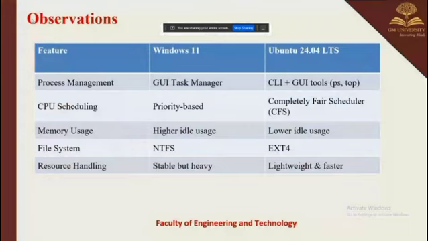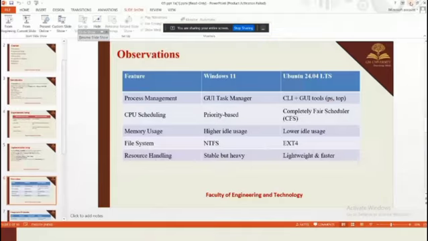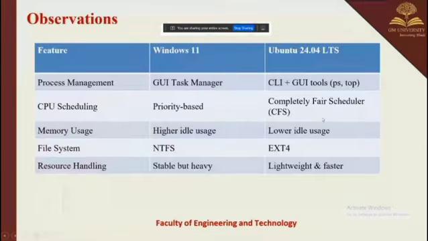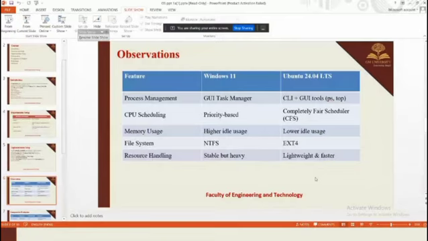Features like process manager, scheduling, CPU scheduling, memory usage, file system, and resource handling. As I show you, memory management and process management. In Windows 11, we use the graphical user interface tool called Task Manager to manage and monitor processes. In Ubuntu, we use command line interfaces (CLI) to handle the task manager or system monitor.